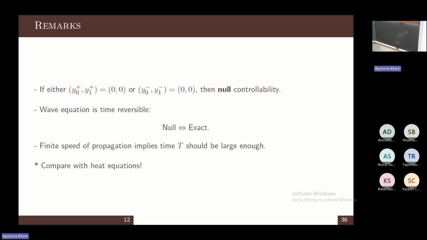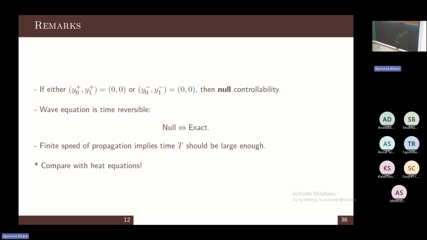Okay, so a few remarks about controllability of wave equations. If either the final point is 0 or the initial point is 0, then we will call it null controllability. And wave equations have this really nice property that they are time reversible. So null and exact controllability are equivalent. There's a very quick intuitive proof for this, which is clearly the backward implication is true, right? If it is exact, it will be null, because this is a stronger result.